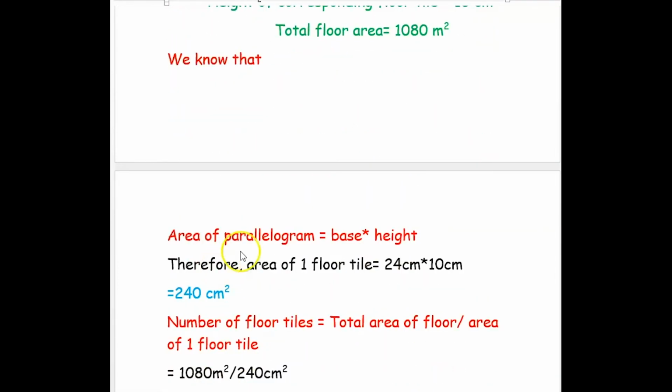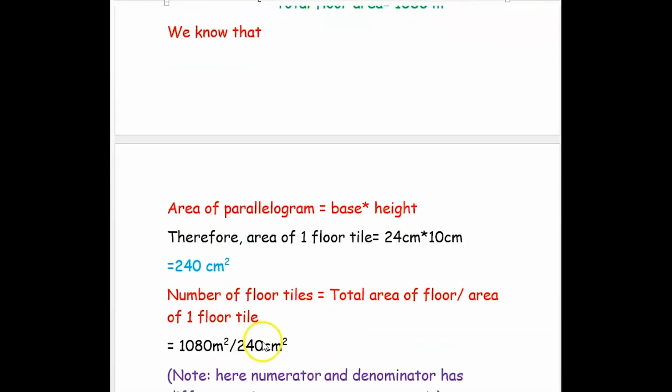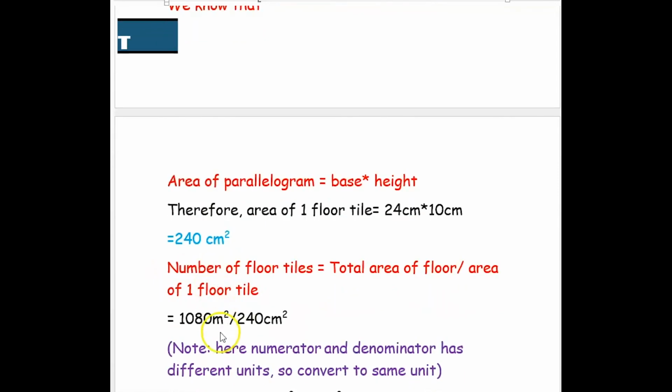So we know that area of the parallelogram is base into height. So therefore area of one floor tile is, we are substituting the value base as 24 centimeter and height as 10 centimeter. So it is 240 centimeter square. So the number of floor tiles, we know that we can calculate it by total area of the floor divided by area of one floor tile. So total area of the floor is given 1080 meter square divided by area of the one floor tile we have found out 240 centimeter square. So we can divide it.